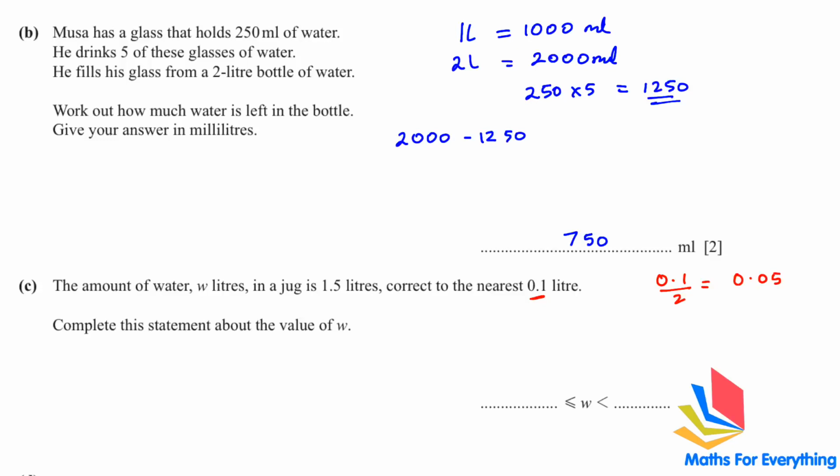To find the upper bound, add to 1.5 this value. And to find the lower bound, subtract from 1.5 this value. And you will get 1.45 and 1.55.